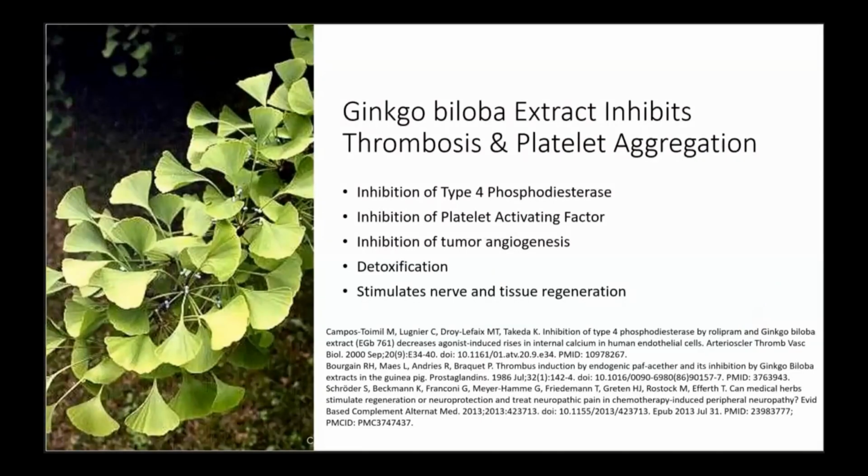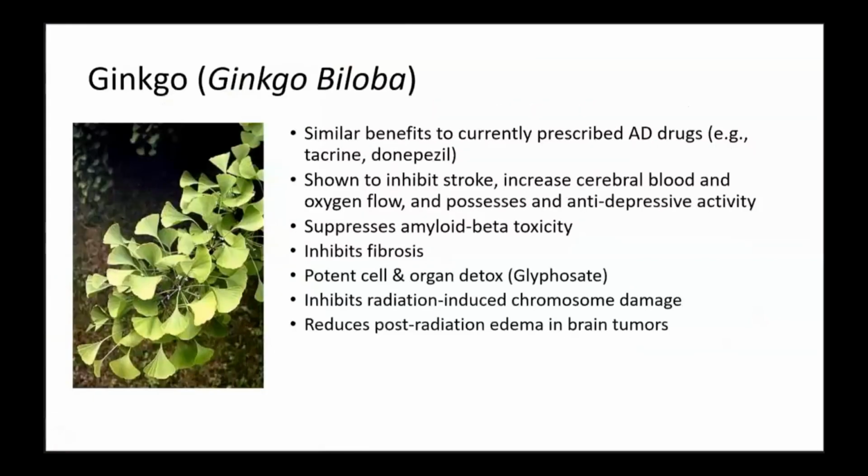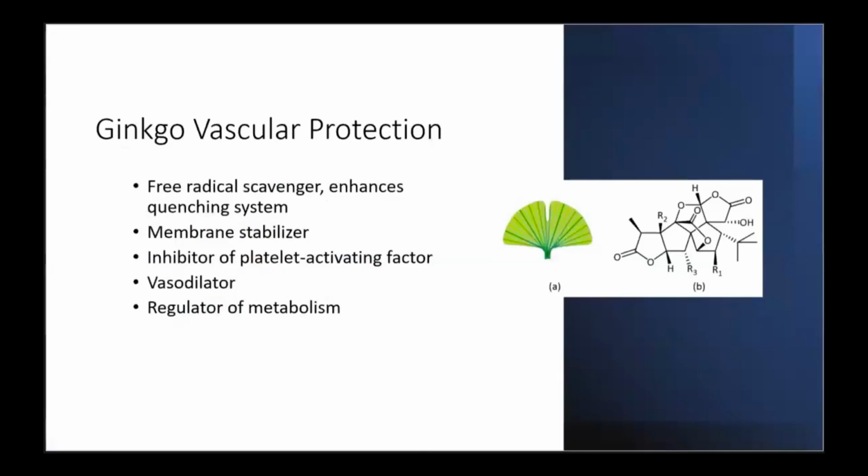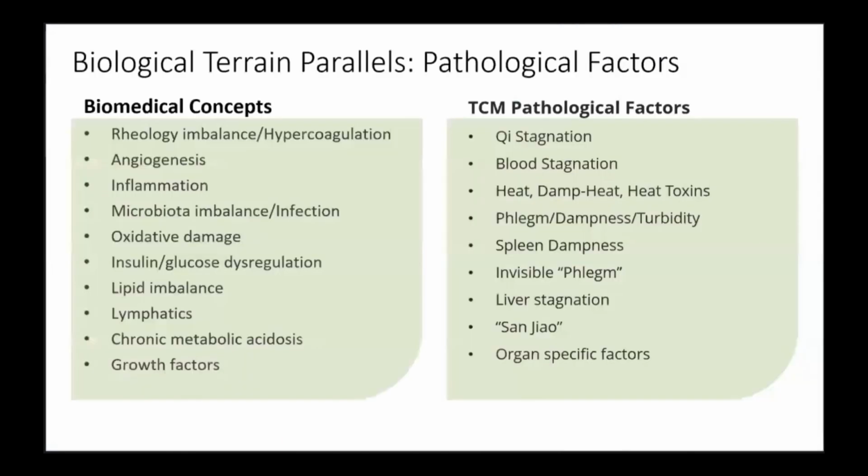Ginkgo, we all think of this as a really good one. It inhibits platelet activating factors. It stops the platelets from aggregating gently. But also really good for beta amyloid, inhibits fibrosis. So really good for the neurodegeneration. Reduces post-radiation edema and brain tumors. Really beautiful stuff for ginkgo. Free radical scavenger, membrane stabilizer, vasodilator, inhibits platelet activating factor.